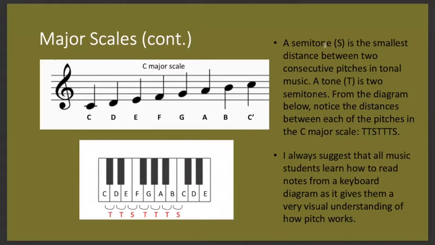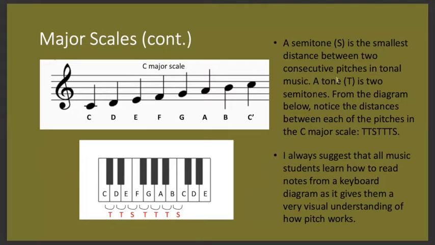Now, a semitone, which I will abbreviate with the letter S, is the smallest distance between two consecutive pitches in tonal music. I want you to take a look at the keyboard now. If I point to this note here, which is a C, the next consecutive pitch, the next highest pitch, would be this black note here, which would be called either a C sharp or a D flat. And the next highest would be this, and this, etc. So all of these are semitones. I'm going up and down in the semitones.